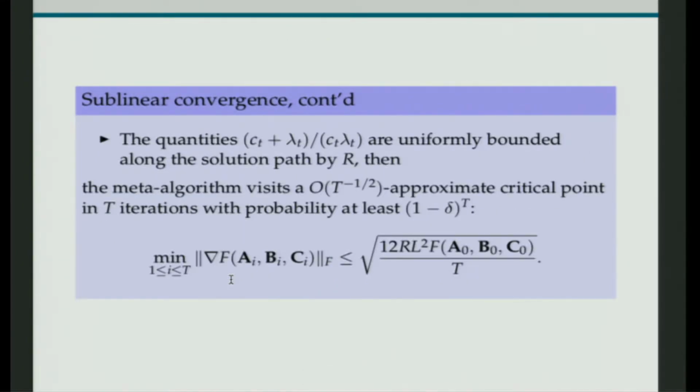We further need to know the fraction of the optimal decrease that we achieve at every step, that's CT. It's between 0 and 1, and lambda is our regularization parameter. So this is 1 over CT plus 1 over lambda. As long as that is uniformly bounded along the solution path, which means you need to choose these things as you go along so that they're uniformly bounded, then we get what we want. We get a rate of convergence to an approximate critical point, a point where the gradient is small, at a rate of 1 over square root of t.